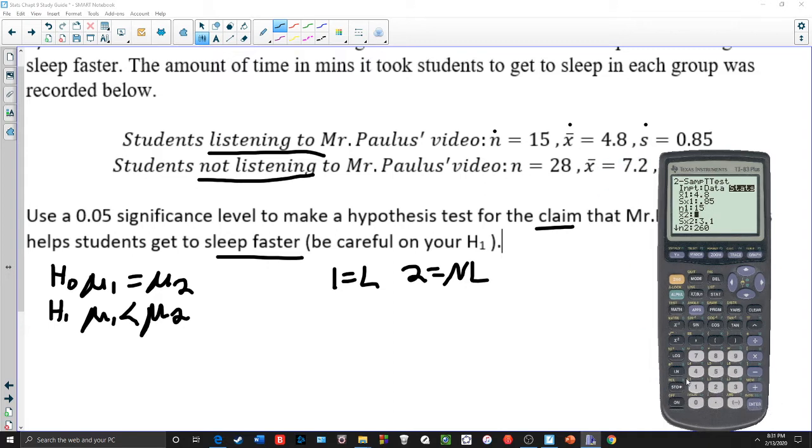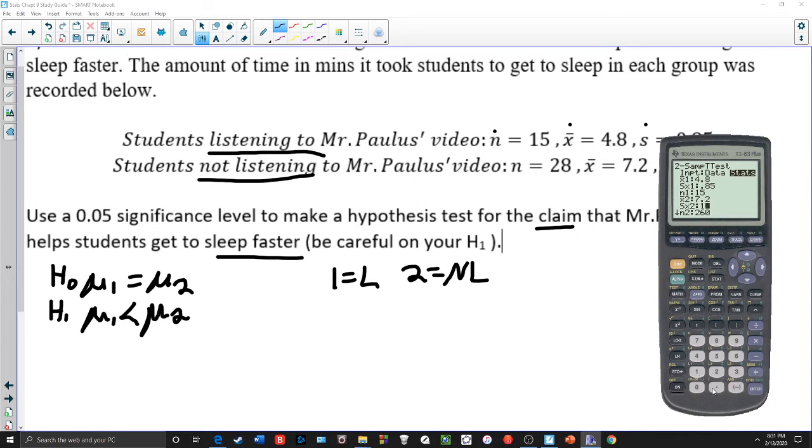Then for the second round, x bar is 7.2, quite a bit higher. S is 1.6, and n is 28. In this case, my alternative hypothesis is that the first set of data, which is listening to the videos, is less than the second set. So I want the middle one here to make basically a left tail test. Don't want pooled, go to calculate, wait for it to pop up.